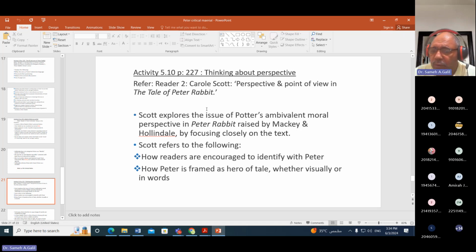And then we move to the last one. And the last article here is Carol Scott, Perspective and Point of View in the Tale of Peter Rabbit. Again, she focuses.